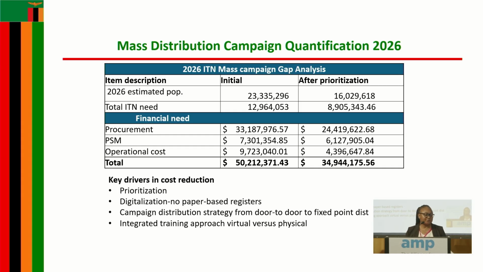There will be no paper-based registers that will be printed. Our strategy has equally shifted from door-to-door that we did in the previous campaign to fixed point distribution. So we've made efficiencies on that component as well. And we've integrated the training approach. For the higher level trainings, we've shifted to virtual, and for the lower level trainings, we are doing the physical training. So we've made some savings on that as well.